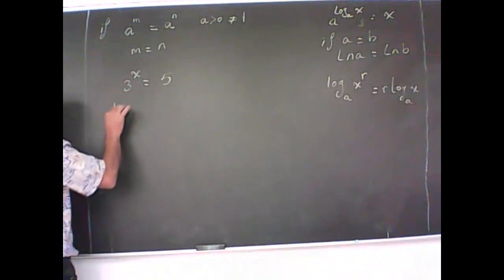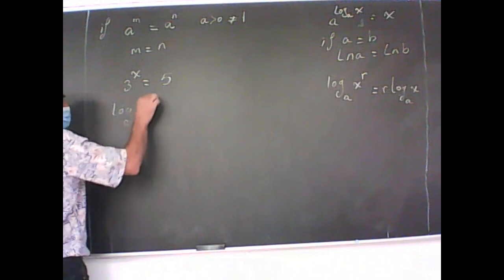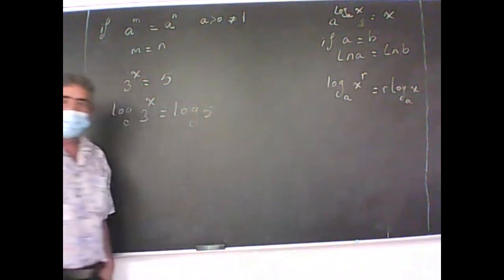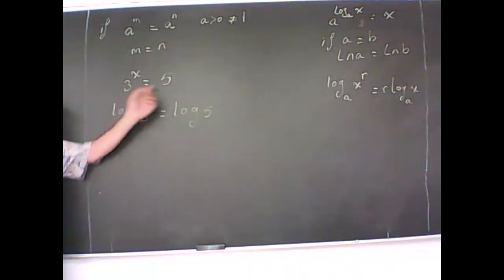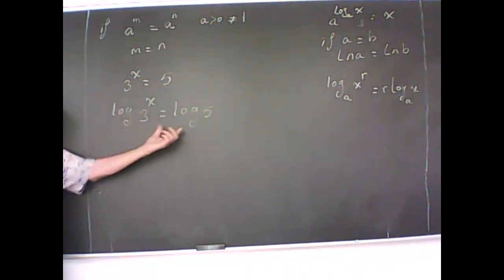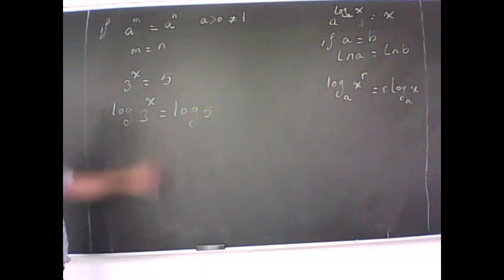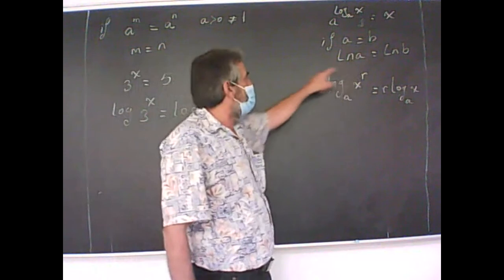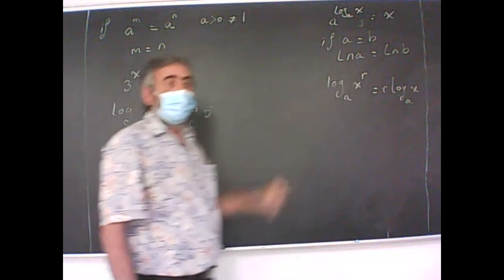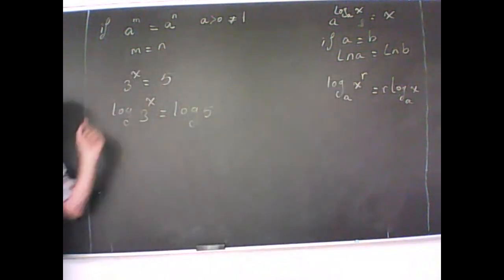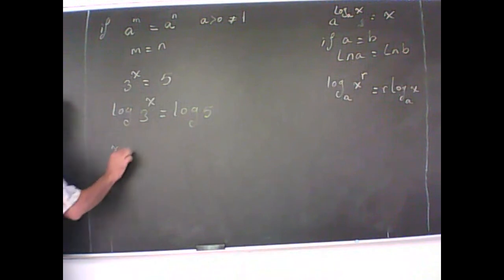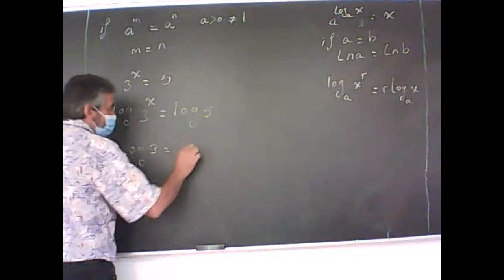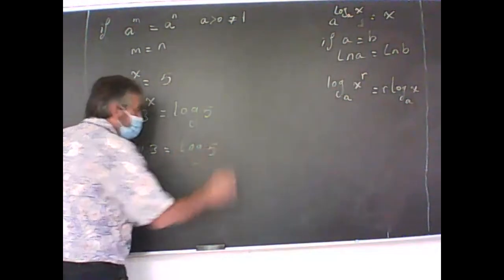So I can say then log of 3 to the power x equals log of 5. Again, both of these have to be positive, and they are. Now I can apply this property and bring the exponent to the front. I can bring the x to the front. So I can say x log of 3 equals log of 5.